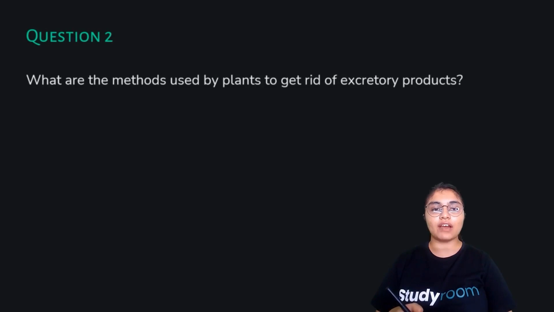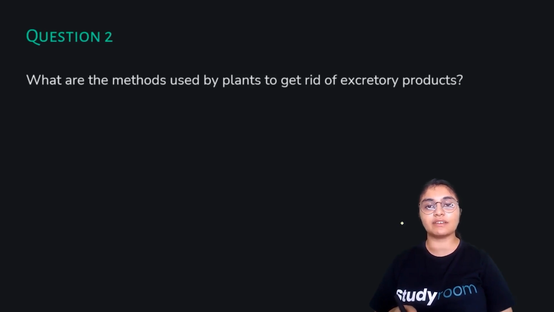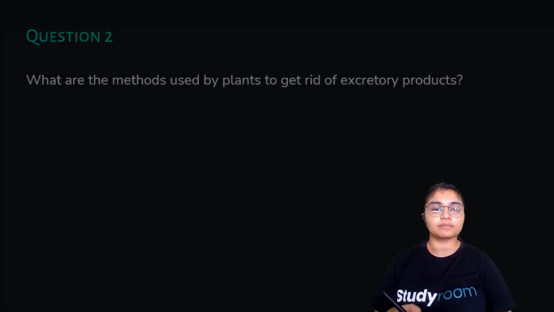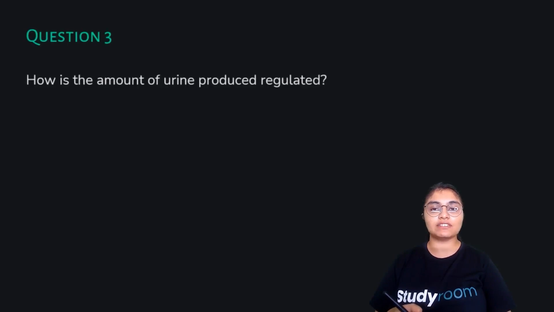For the next question, we have: what are the methods used by plants to get rid of excretory products? The methods that are used are already discussed: transpiration, oxygen elimination through stomata, and vacuolar concentration of substrates. The excretory products are collected in the vacuoles of the leaves, and then the leaves are shed off, and they lose the excretory product that way, as we discussed before.